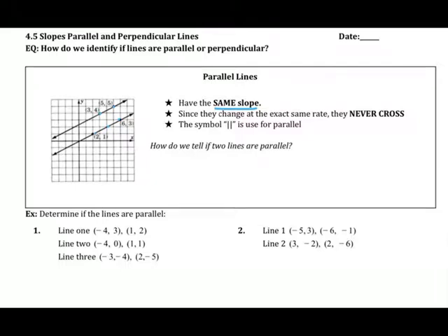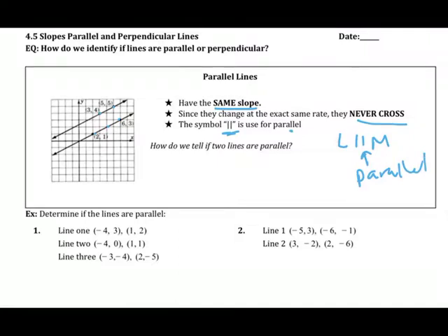So same slope, they never cross, and this little symbol that we use for parallel actually kind of looks like the double L in the word parallel. So sometimes you will see people write like line L is parallel to M. But this symbol means parallel.